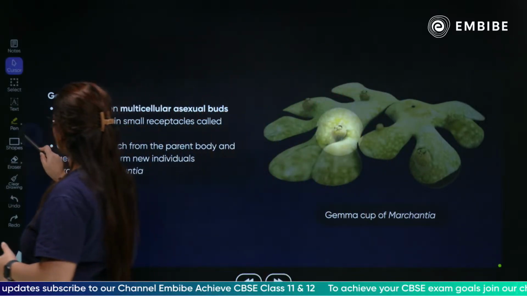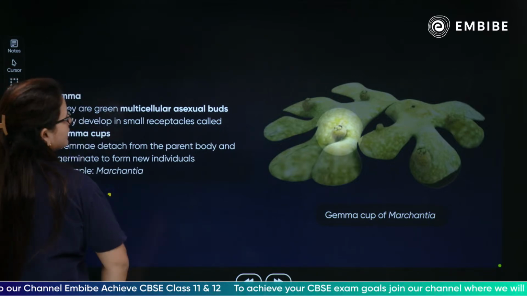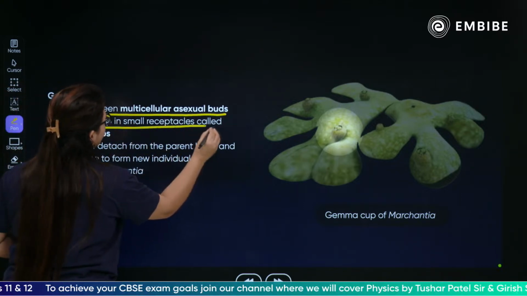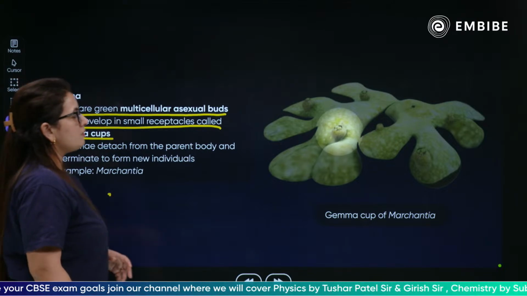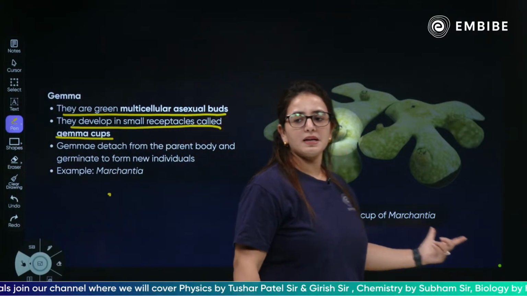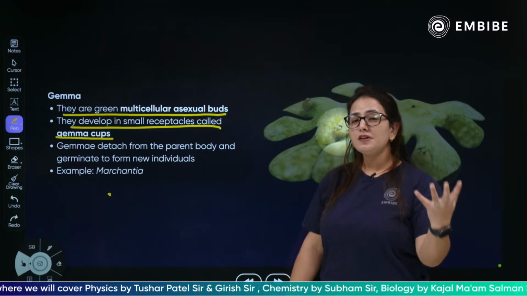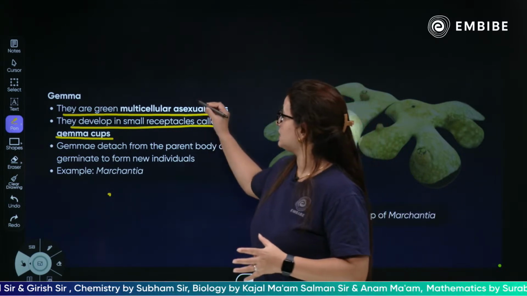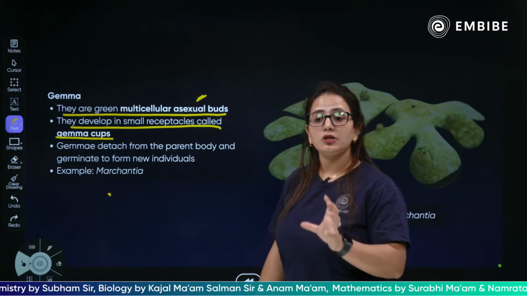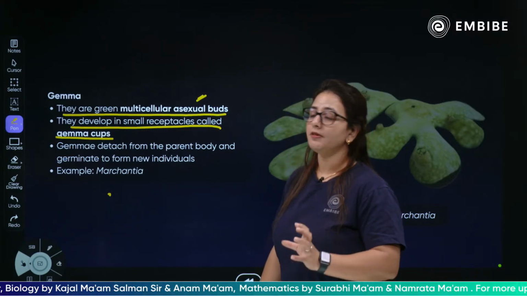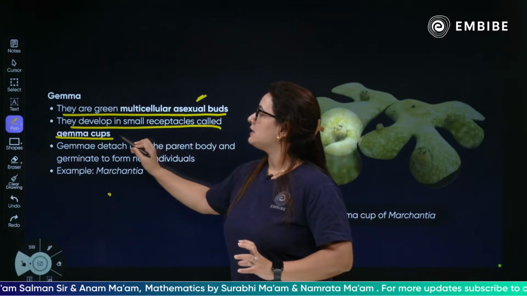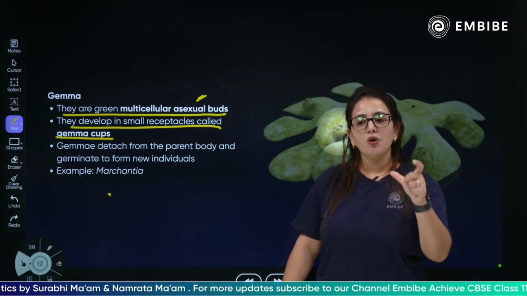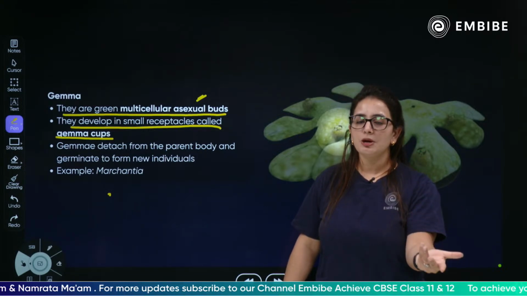So, children, we have to discuss the gemma. These are green, multicellular asexual buds. They develop into small receptacles called gemma cups. What are the gemma cups? As you can see, the gemma cups are present on Marchantia. These are multicellular asexual buds which develop into small receptacles called gemma cups.